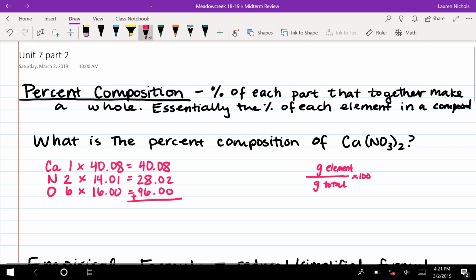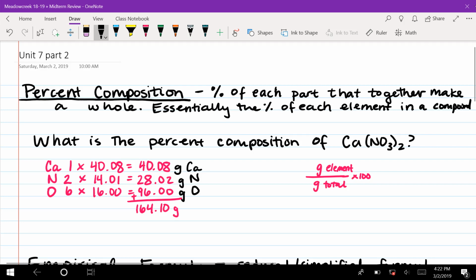And then I add them all together, so 96 plus 28.02 plus 40.08, and we get 164.10 grams. So what this means is that in 164.10 grams of calcium nitrate, 40.08 grams of them are calcium, 28.02 grams of them are nitrogen, and the 96 grams remaining is the oxygen. And so we could plug this into our formula and figure out, okay, what percentage is calcium? What percentage is nitrogen? What percentage is oxygen?